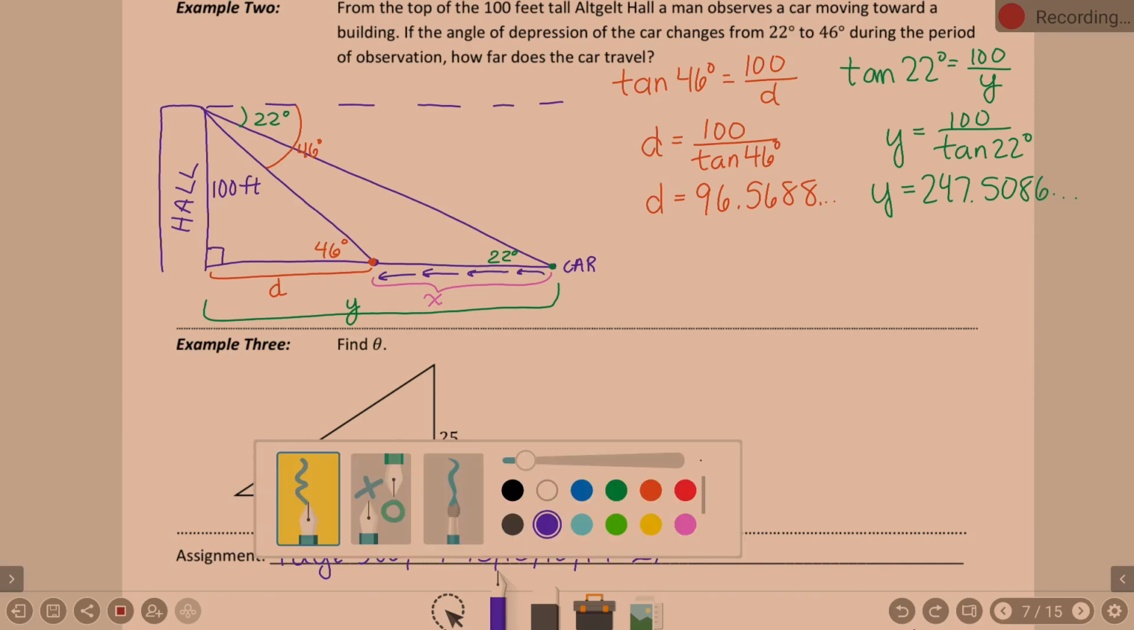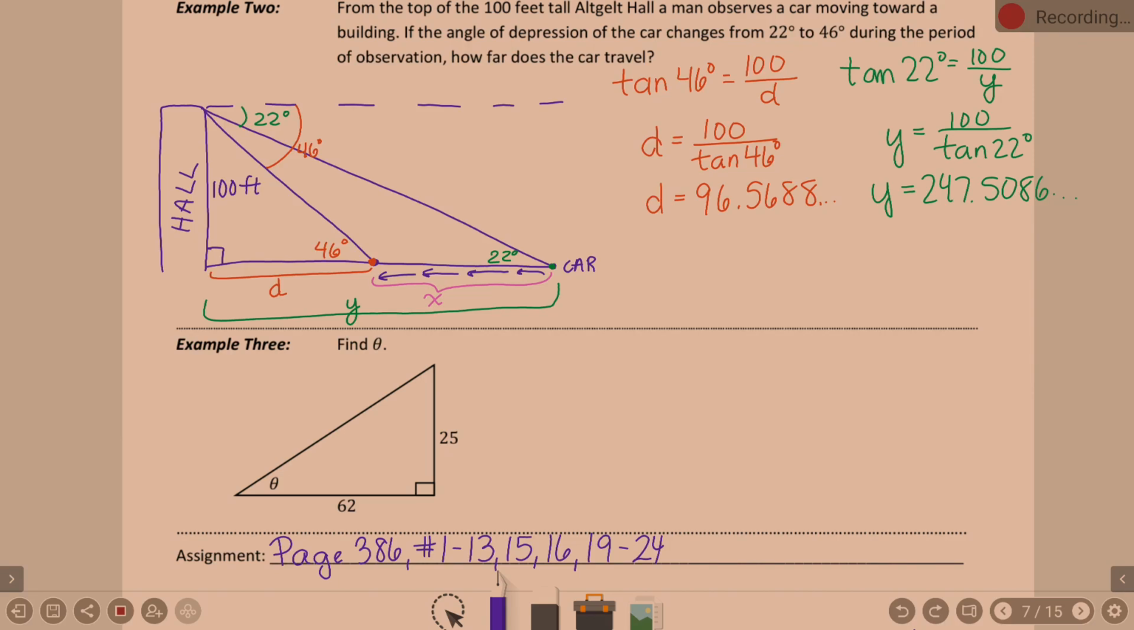How do I find X? You're going to do Y minus D, yes? The 247 number minus the 96 number. X is Y minus D, which is what? 150.94 feet. Okay?